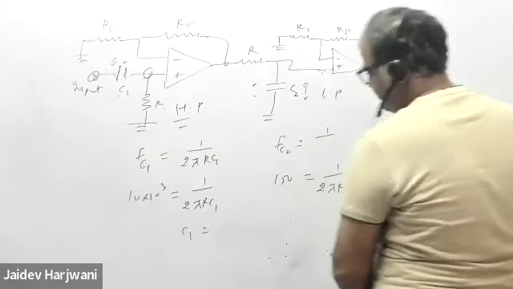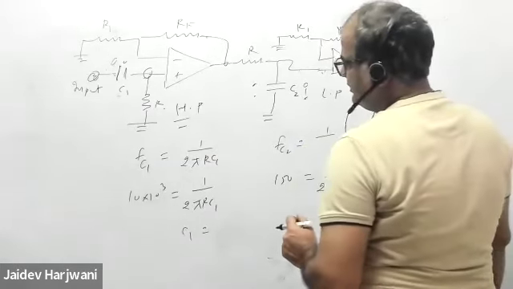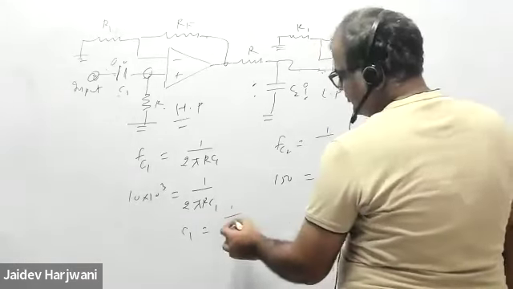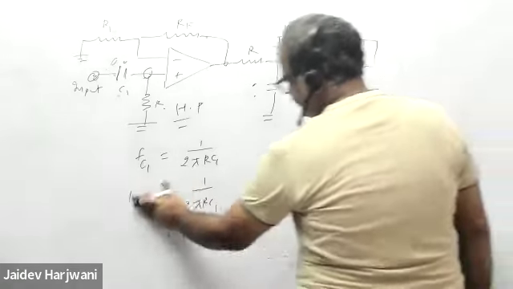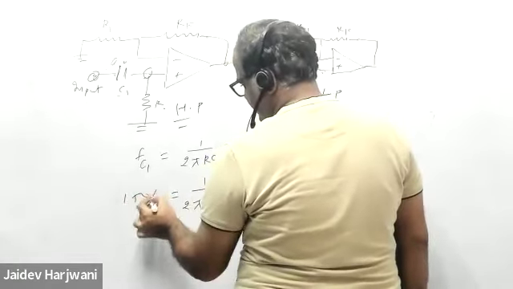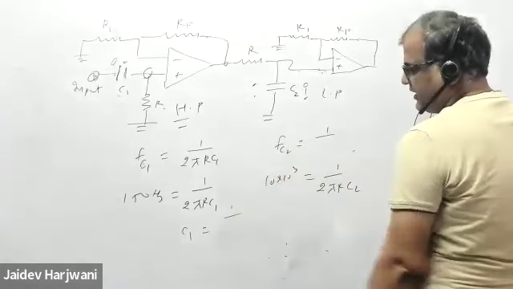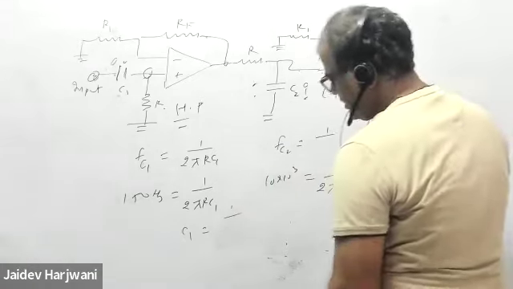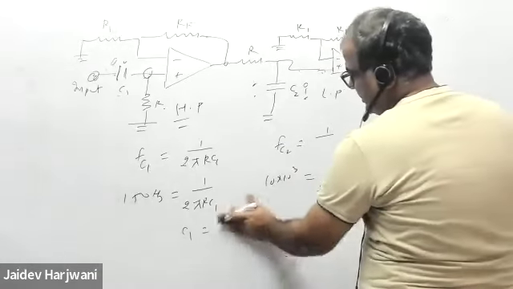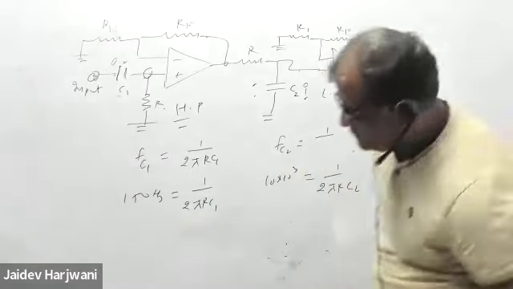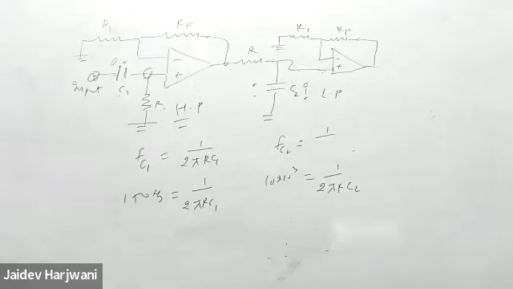So what is the value? Tell me. So this is 1 upon 2 pi. Here I should use 150 hertz, and here 10 kilohertz. What is the answer? Solve both and tell me. 152.10. Yes, band pass.